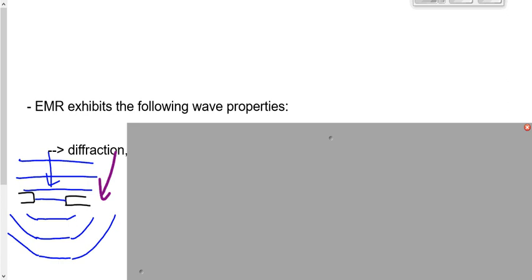That's a property of waves. That is a clearly defined property of waves. But that property of waves is exhibited by EMR. EMR will diffract. Visible light, ultraviolet, all the other forms of EMR will diffract. They'll spread out as they go through an opening. Therefore, EMR is a wave. If you've got a property of a wave that's demonstrated by EMR, then logically EMR must be a wave.